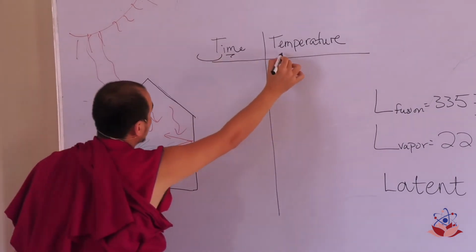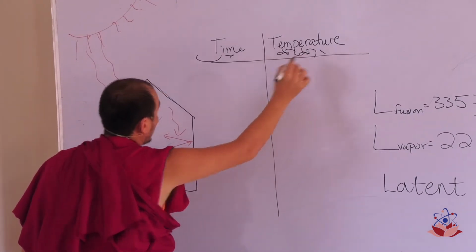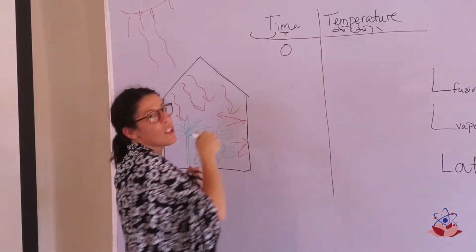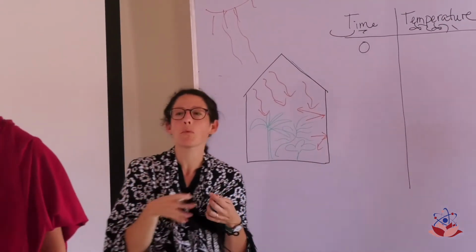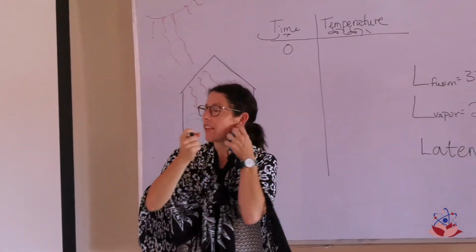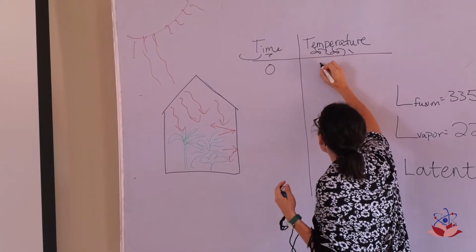You will make an initial measurement of the water at time equals 0. So time equals 0 just means when we're starting our experiment, before we put the ice in, you'll write down the temperature of the water.